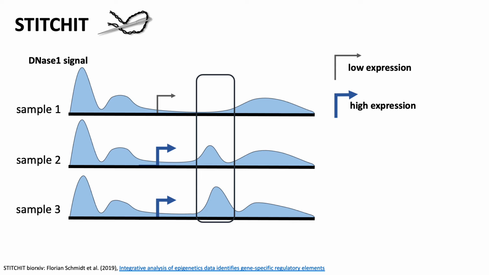This variation in DNA signal could explain why the gene is silent in sample 1. Hence, STITCH-IT will predict this region as a REM and associate the gene as a potential target. You can find more information about this algorithm in the reference shown at the bottom.